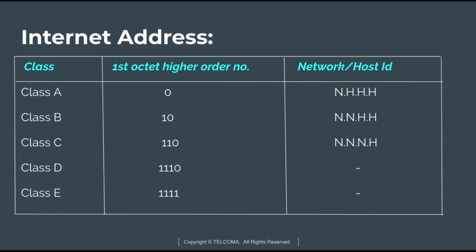Here the range 127.0.0.0 is reserved for loopback testing. For example, 127.0.0.1 is the loopback address. Whereas if all zeros are present in the host ID, then it represents the network address. If all ones are present in the host ID, then it represents the broadcast address.